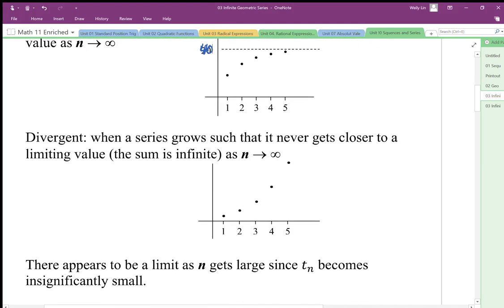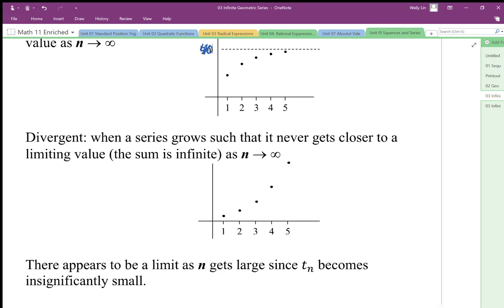If the sum goes up to infinity, and usually when we add an infinite number of things it's just going to sum to infinity, this is what we call a divergent series. It never gets closer to a limited value. As n gets really, really big, it's just going to go to an infinite sum. And this is called a divergent series.